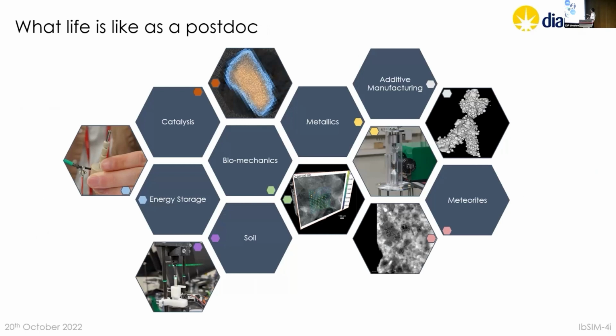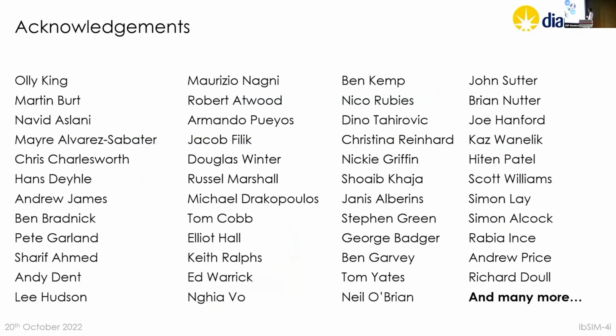And so what's life like as a postdoc at Diamond? You can see all these different types of science. Obviously, I started in electrochemistry on the left-hand side here, but I've been working in lots of other different fields. So people bring me different exciting specimens. I look at soil mechanics, I look at catalysis, this is zeolites again, biomechanics, meteorite systems that landed on someone's driveway in Suffolk, which was quite an exciting project, additive manufacturing and metallics.